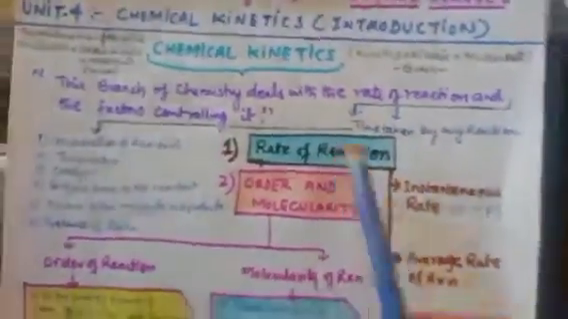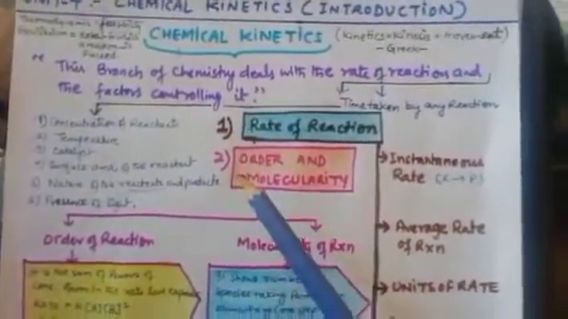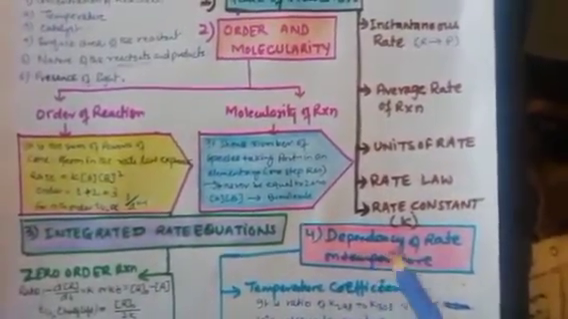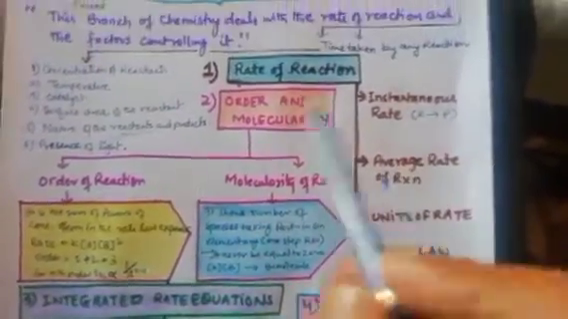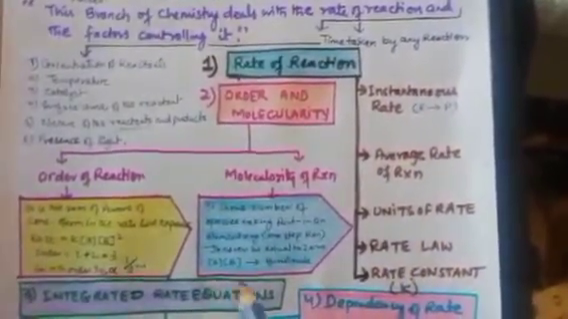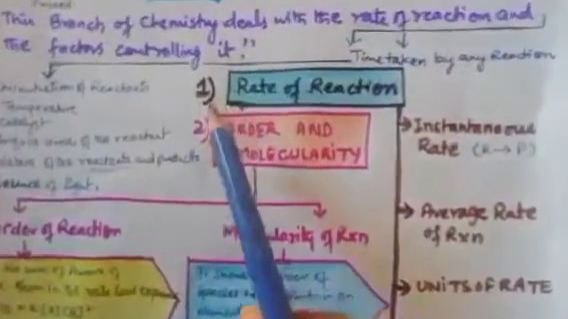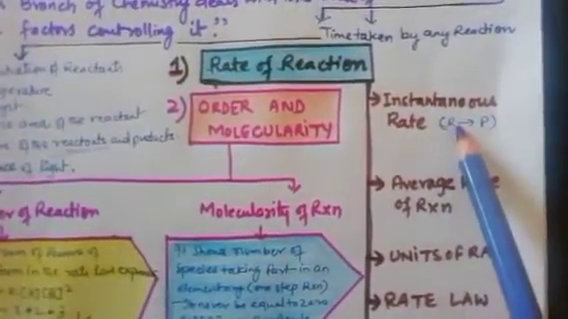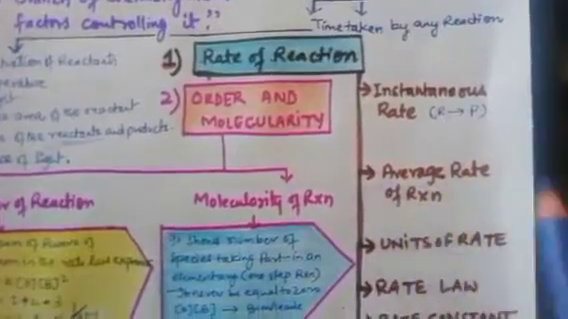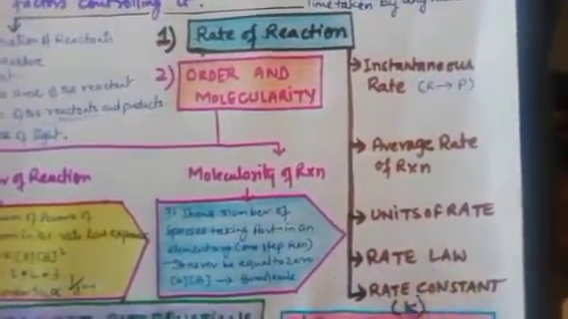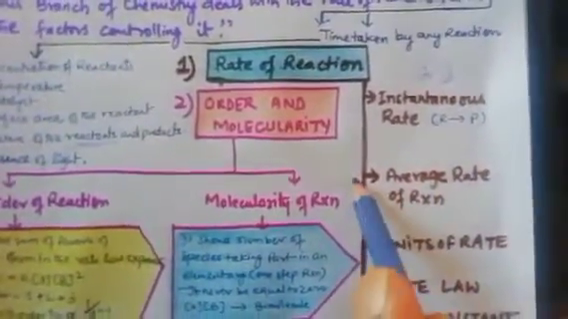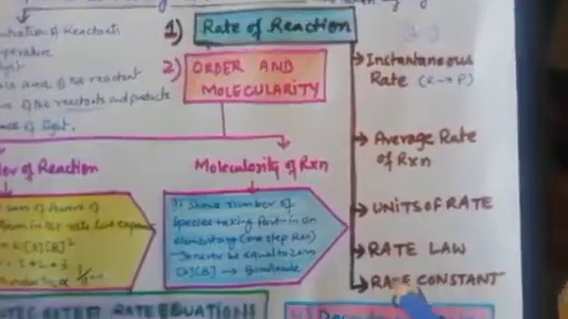So dear students, I am going to divide the whole chapter into 4 basic parts. One is rate of reaction, second is order and molecularity, third is integrated rate equation, and fourth is dependency of rate on temperature. One by one we will finish it. These things are interlinked with each other, so you should learn in this way. So first, rate of reaction. There are instantaneous rate of reaction, average rate of reaction, unit of rate, rate law, and rate constant that we need to understand. One question is definitely coming from this part for 1 mark, either from average rate of reaction, unit of rate law, or rate constant.